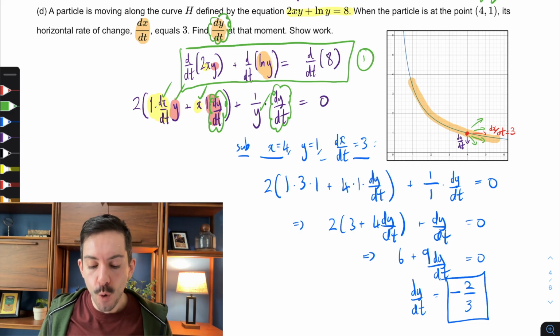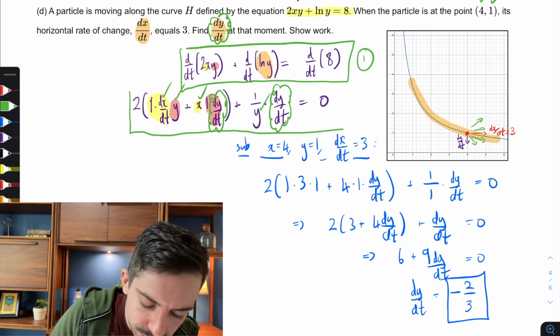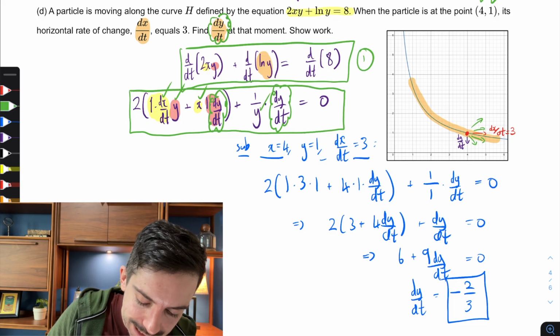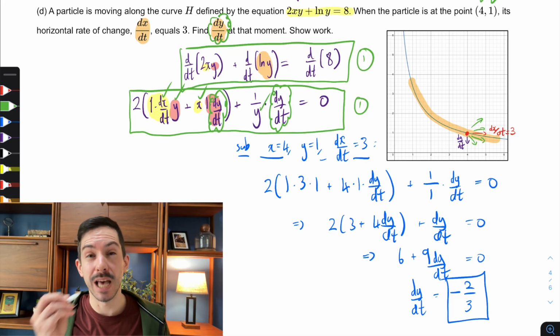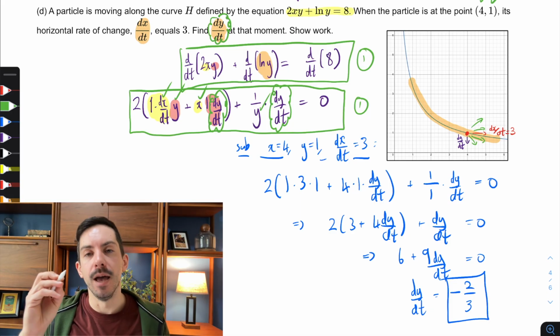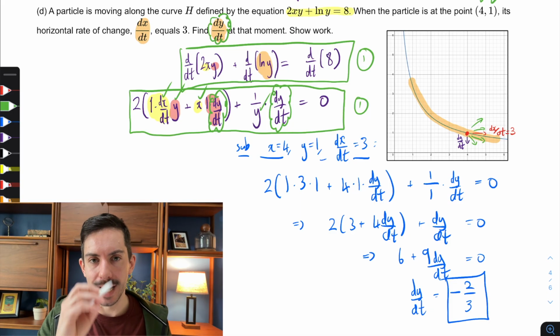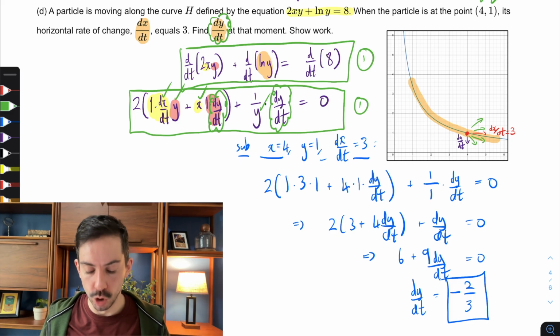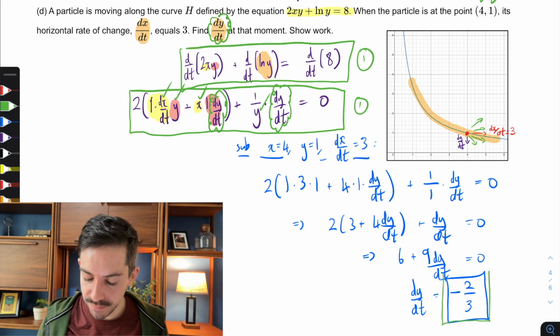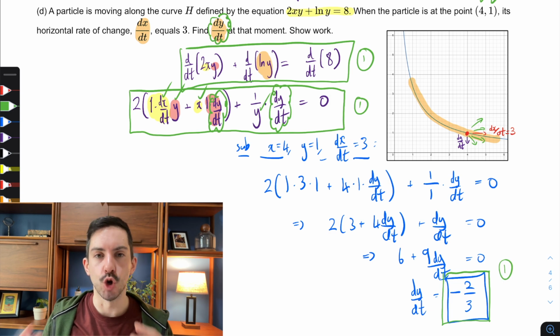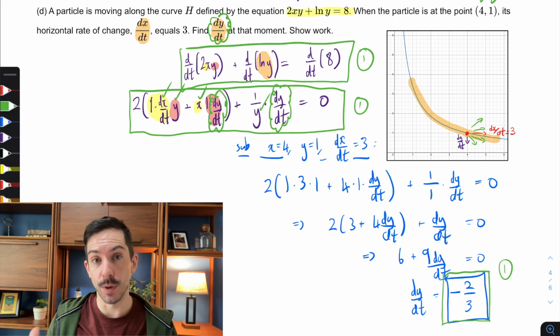Great. We then get a second point for actually completing the implicit differentiation successfully. Okay, so using that product rule correctly, differentiating the ln of y term successfully. All good. And then we get our final point for actually substituting in and solving for our answer of dy by dt. And that's it.